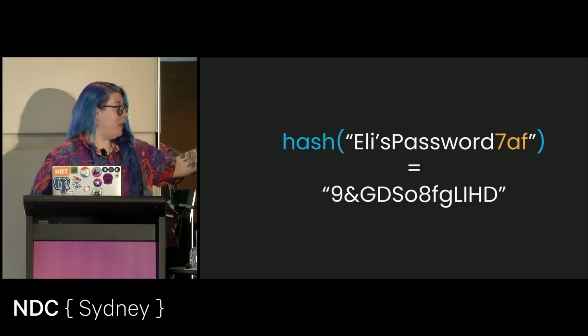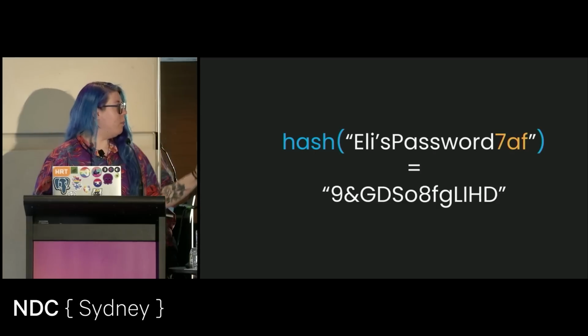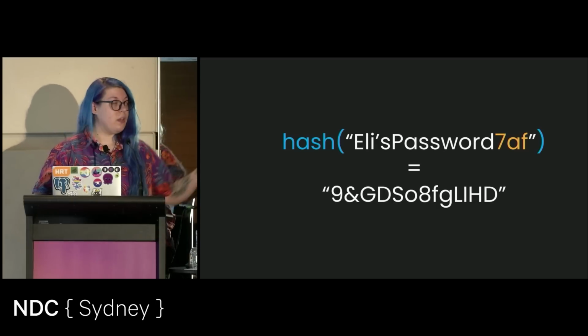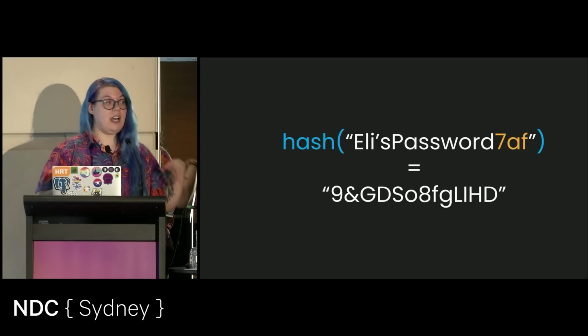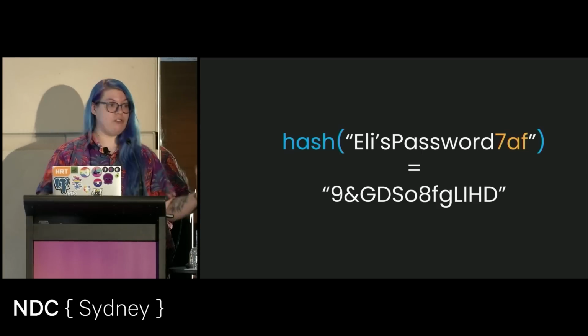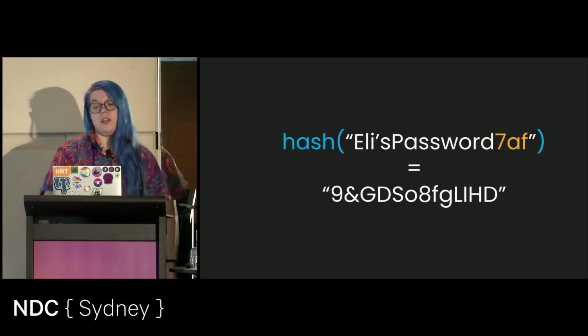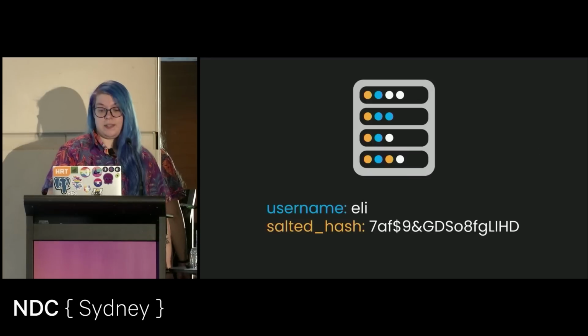And what we have here is a sort of pseudocode thing where I'm putting in a password along with a bit of extra random data called salt. I'm plugging that into the hash function, and it gets some output that's a garbled string of characters. And that is what we store on the server along with the salt. So your records end up looking like this.